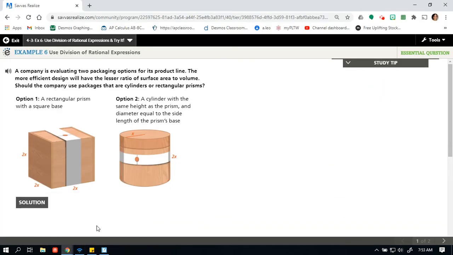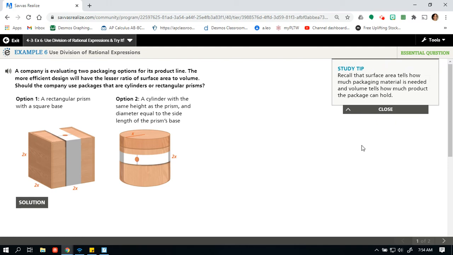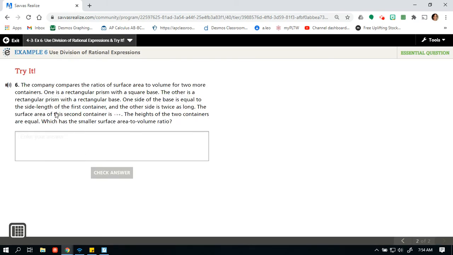There is the modeling study tip here. Recall that the surface area tells us how much packaging material is needed. Oh, we already read that one. All right, so you can do the try it. This is actually an extra step, so if you don't need to, don't do the try it. I was just giving you the modeling part so that you guys could look at it and take notes. Per the WAG, this is not part of your assignment.